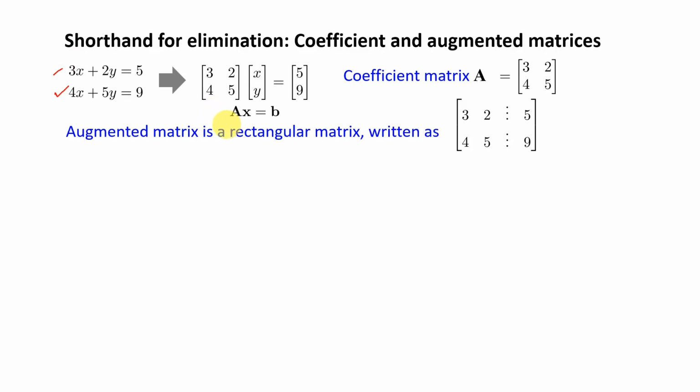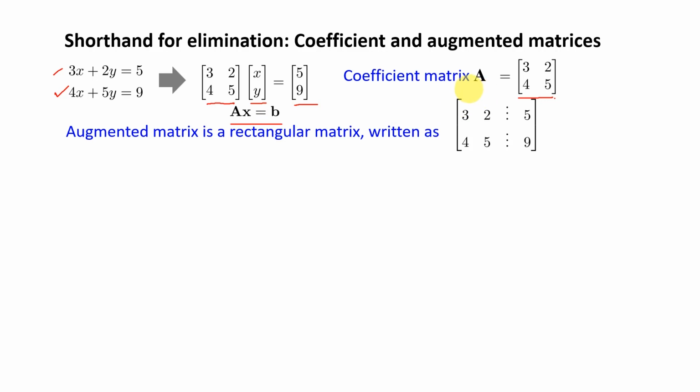This system I can write as an Ax equal to b system, where A is the coefficient matrix, that is [3, 4; 2, 5], and b is the column vector, that is [5, 9]. x is the vector (x, y), and then I can write this as a matrix-vector multiplication: matrix A times vector x gives us the b vector.